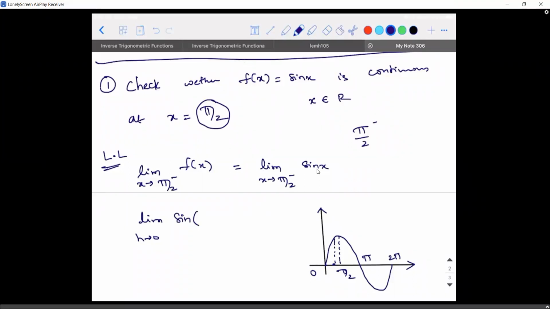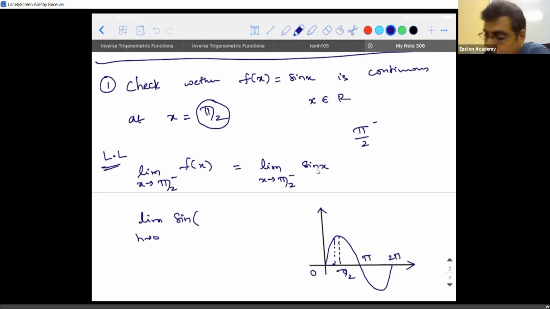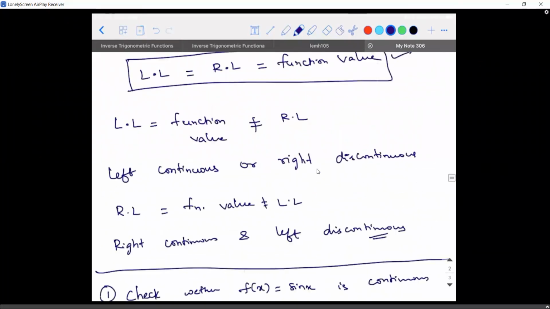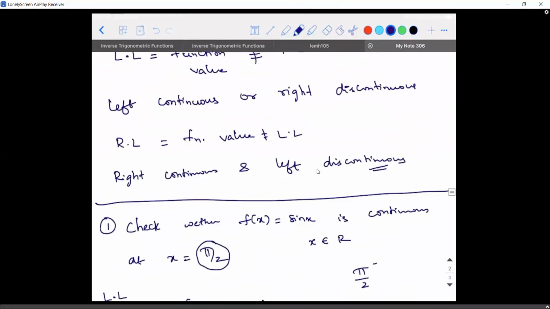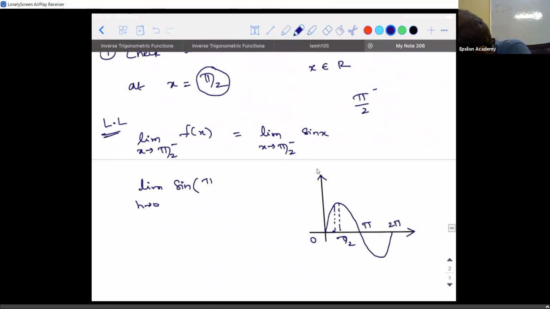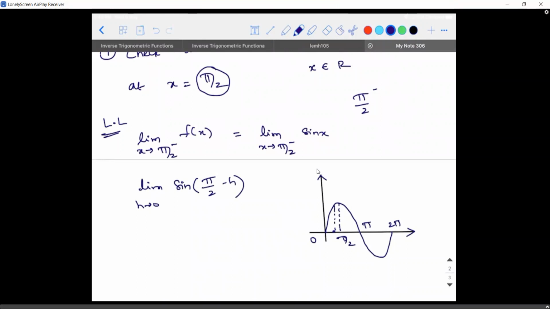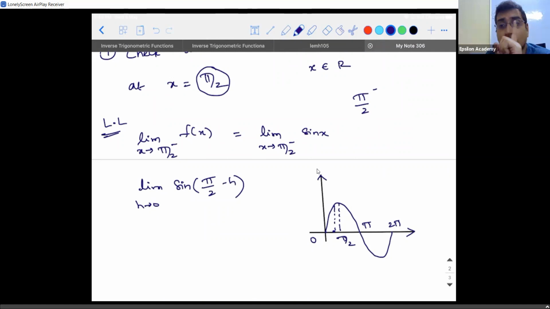Sin of, in the place of x, what should I replace with? Very good. I should replace with pi by 2 minus h. This is a critical step. Is everyone clear with this? Sin of pi by 2 minus h. One common mistake is that people, in a hurry to substitute 0 here, say sin of pi by 2 minus h is the same as sin pi by 2. Don't do that. You should always substitute the limit into a simplified function.